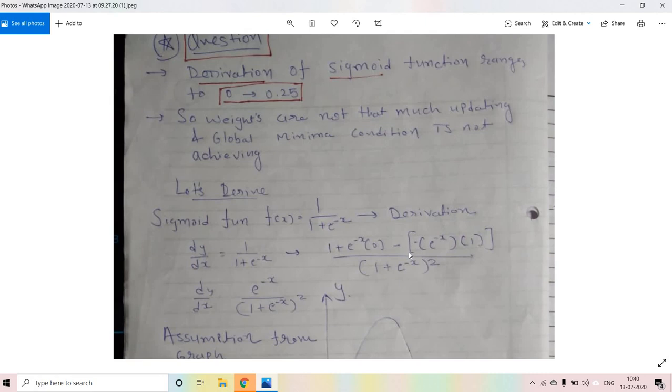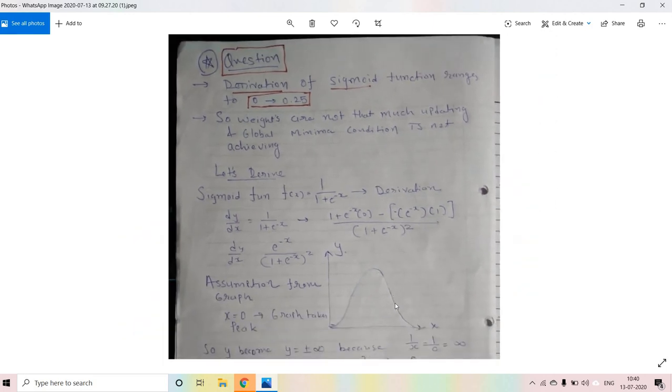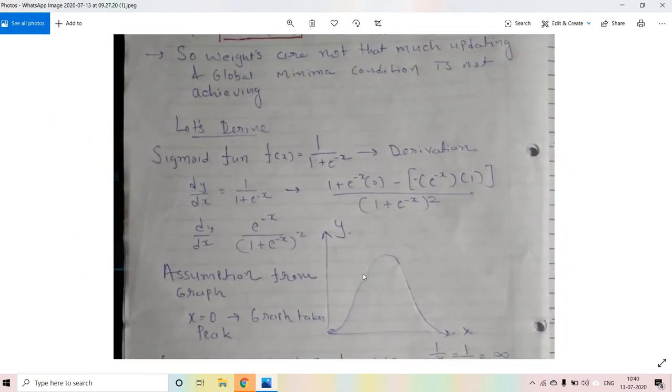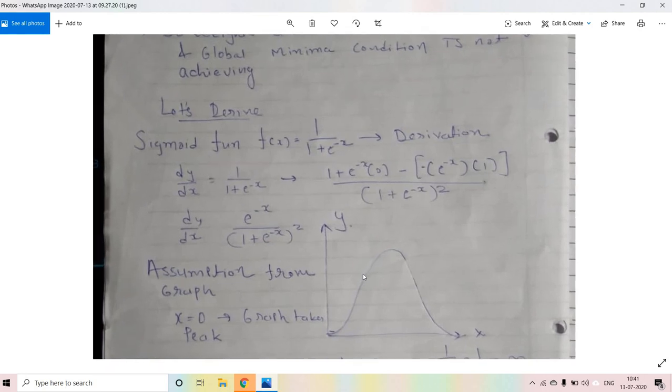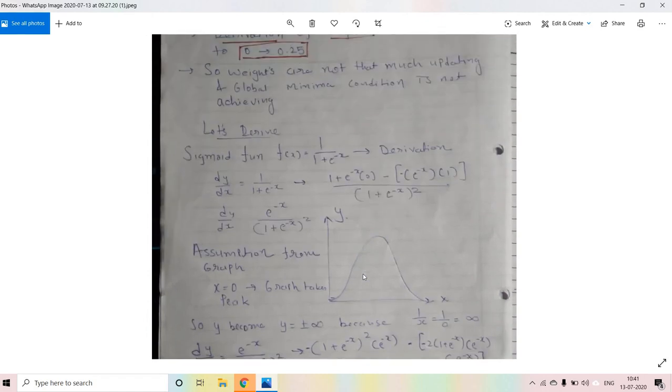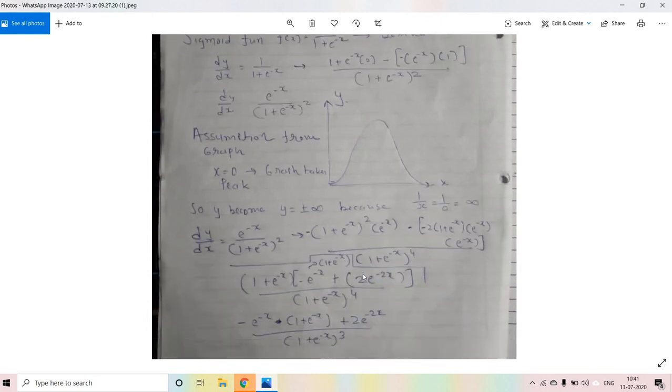dy by dx. Our assumption from the graph, we can understand the graph somewhat like this in the sigmoid function. If you see from x equals to 0, the graph is peaking and starts increasing. So what happens when x equals to 0? If we put x equals to 0, it is going to be 1 by 0 for the dy by dx. So 1 upon 0 becomes infinity, so y will range plus or minus infinity. We have not assumed this, but we get the insight from the graph. But let's go for the mathematics part so we can understand it in a better way.